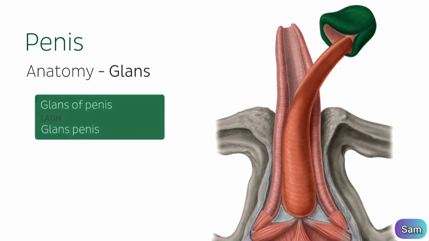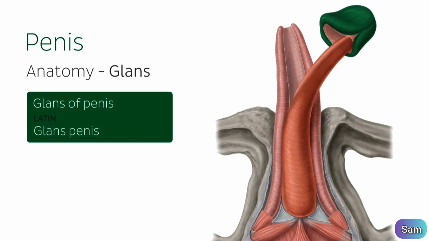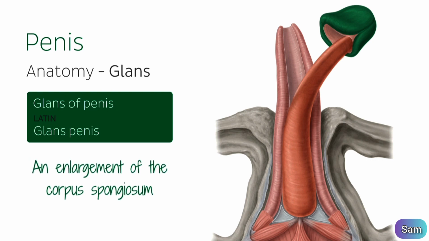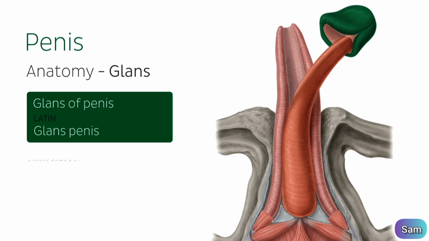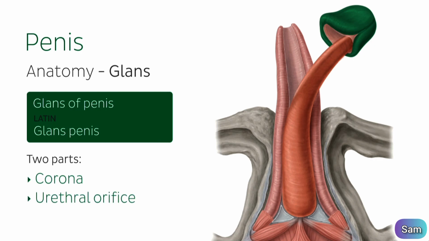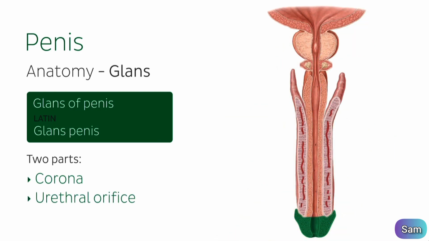Next, we'll move on to talk about the glans of the penis. The glans is the most distal aspect of the penis, and as we've mentioned, is an enlargement of the corpus spongiosum. We can see it in this image assuming a bulbous mushroom-like shape. There are two parts of the glans, the corona and the urethral orifice. Let's transition to a cross-sectional image so we can see these structures a bit more clearly.